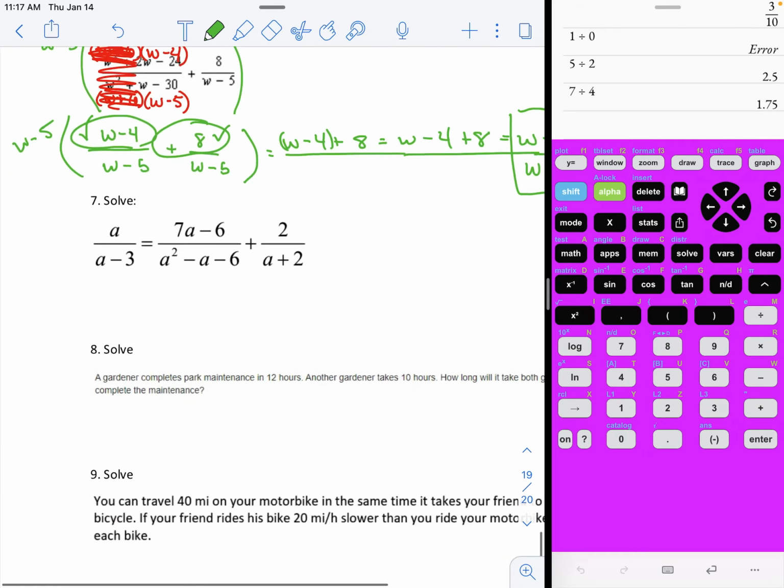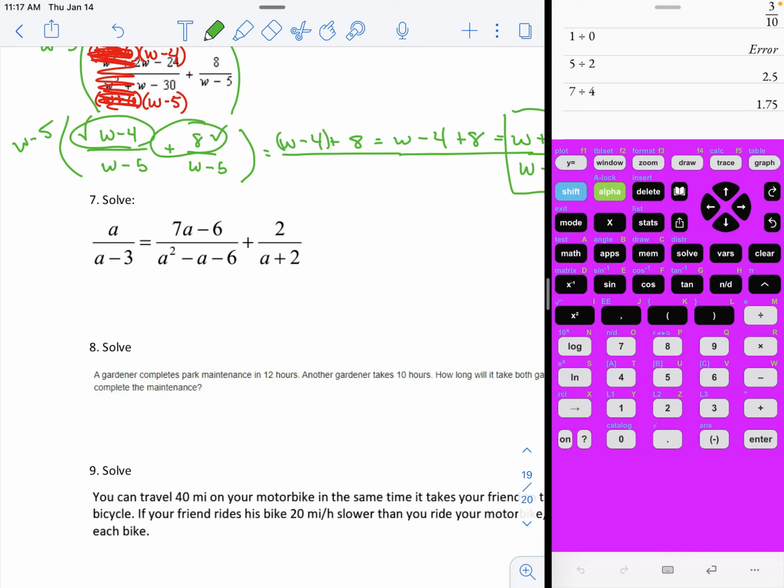All right, how are we doing? Number 7 wants us to solve. So that was Chapter 8, Section 6, Part 1. Believe it or not, even though it looks like it might be more difficult, this is actually easier. Ooh, I have a class in 6 minutes. Let's see if I can get this taken care of.